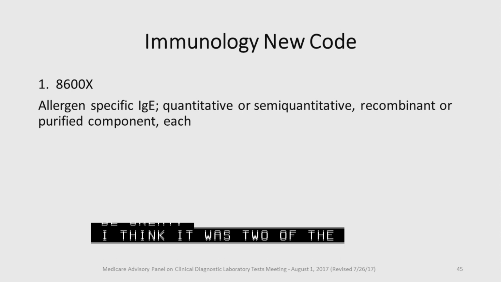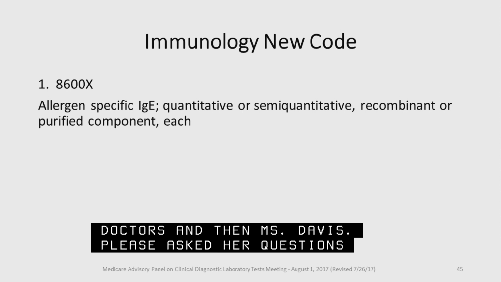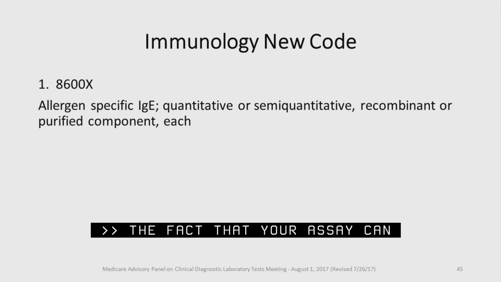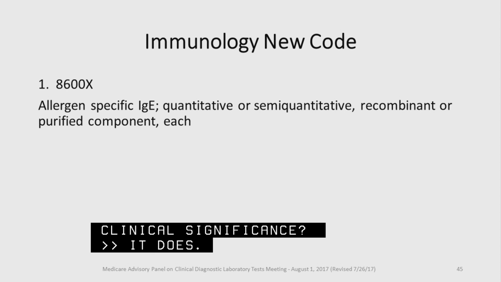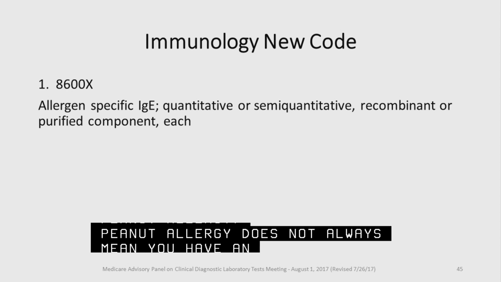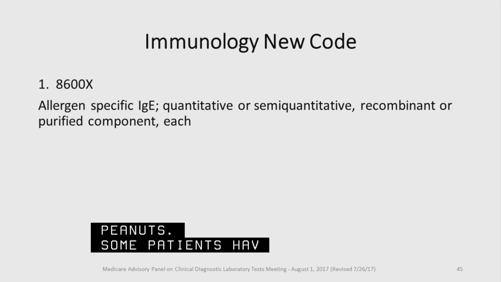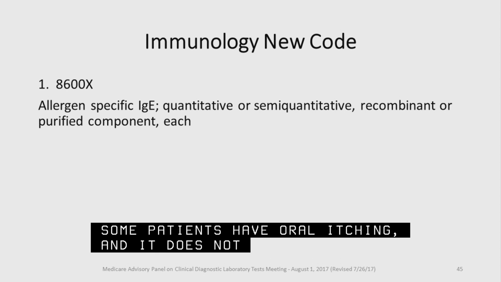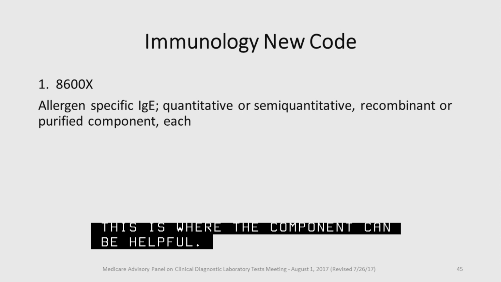The fact that your assay can specifically detect the antigen, does it have clinical significance? Yes, it does. A very classic example is peanut allergy. Peanut allergy doesn't always mean you have anaphylaxis with peanut. Some patients have just oral allergy, oral itching, and it doesn't escalate to a systemic reaction. And this is where the components can be really helpful. With these different markers, we can differentiate patients that are more likely to have a systemic reaction versus patients that have more local reactions.